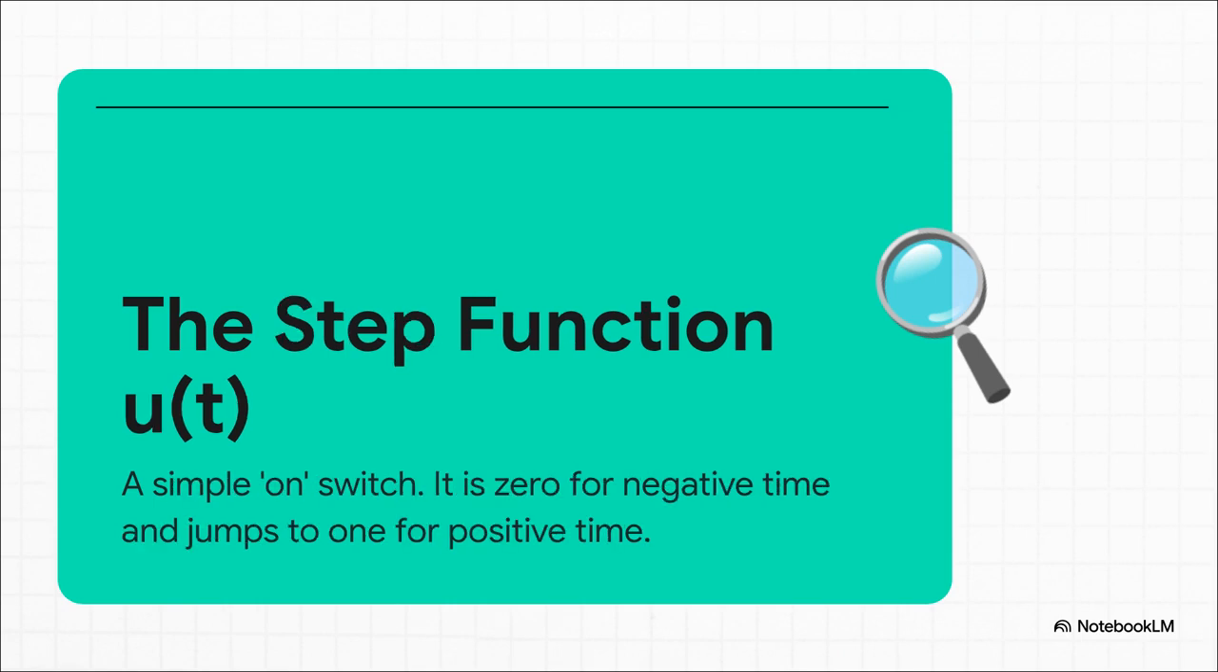Next in the toolbox is the step function. And really, it's just a switch. This simplest switch you can possibly imagine. It's just off, off, off. Its value is 0, and then boom. At one specific moment, it flips on to a value of 1 and just stays there forever. This is our go-to tool anytime we need to model something turning on.